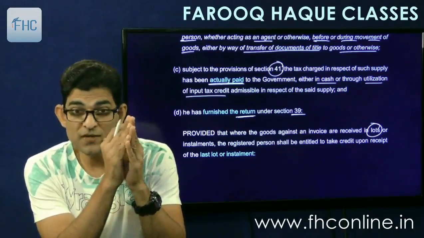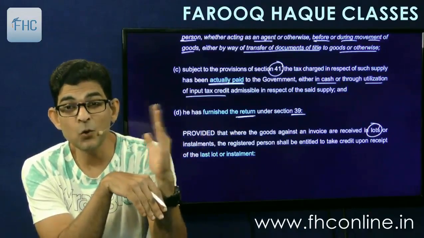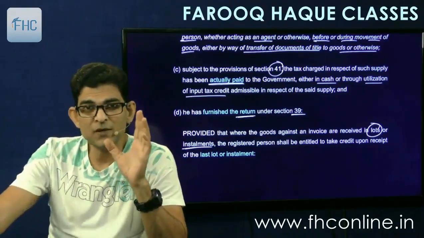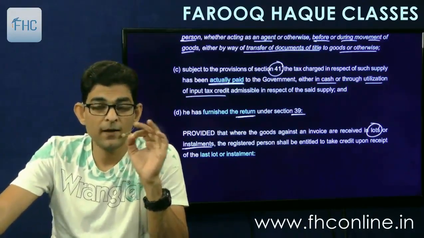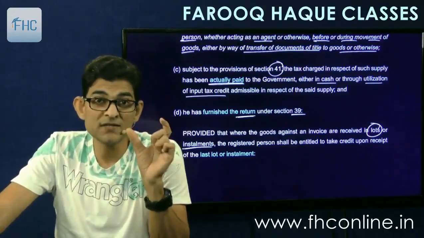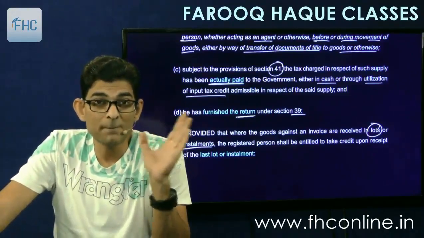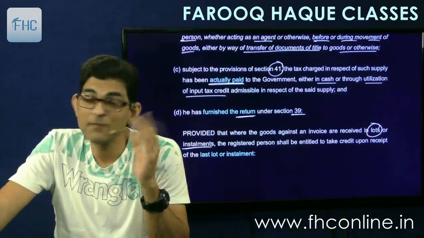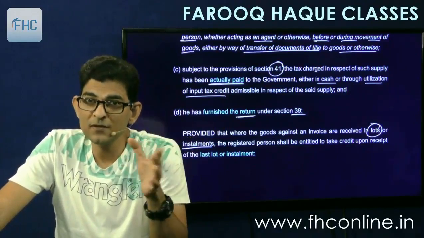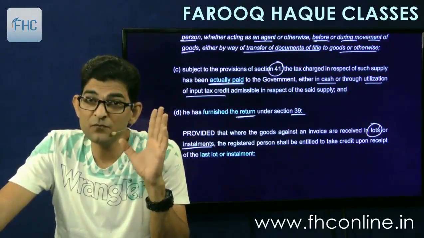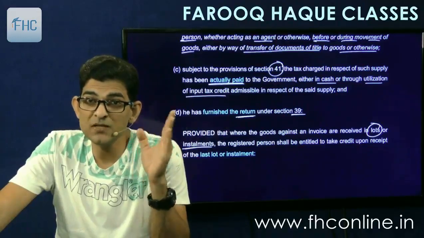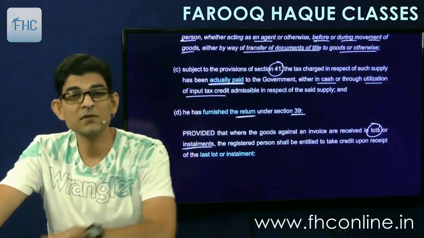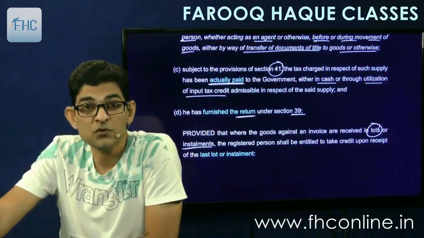Now the proviso says that if goods are received in lots or installments, suppose I have purchased 50,000 kilograms of something. The bill comes, the invoice is one single invoice of 50,000 kg, but the consignments are coming in different stages. First 10,000 units come, then again 10,000, then 10,000. So there will be 5 different consignments of 10,000 each, aggregating 50,000 kilograms, coming at different points of time.